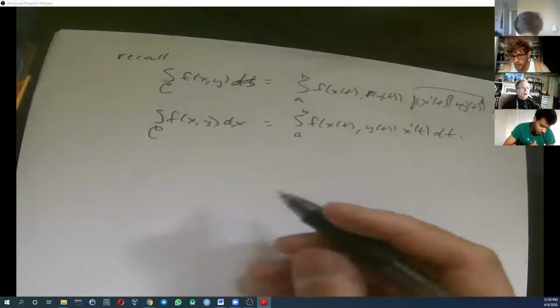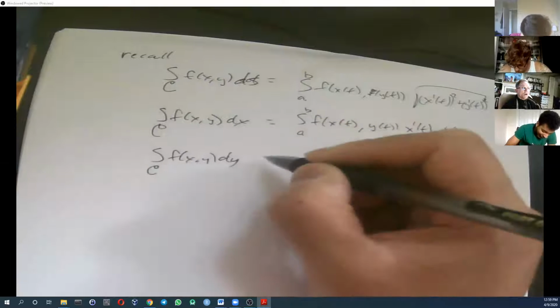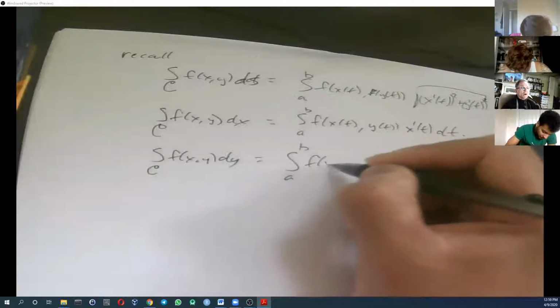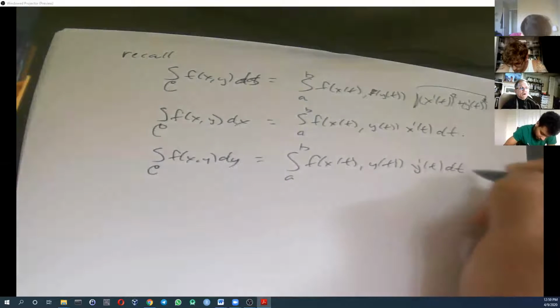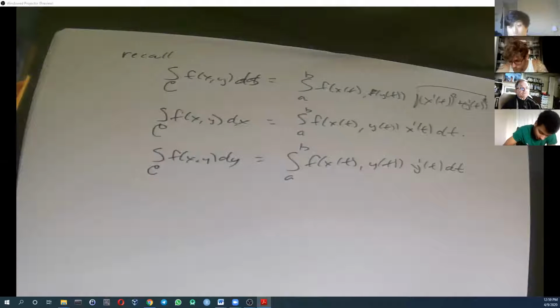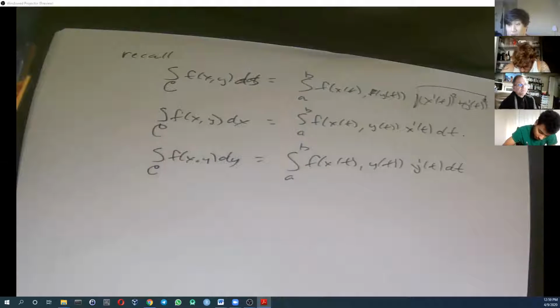And similarly, the integral of f of x, y, dy is the integral from a to b of f of x of t, y of t, times y prime of t dt. Okay. So nothing extremely new. I mean, it's a new quantity, but we compute them exactly the same way. We parameterize it, we evaluate the function on the curve and multiply by its derivative. Okay, any questions?